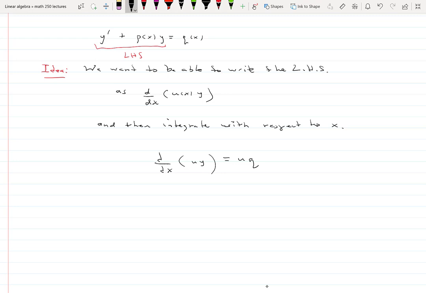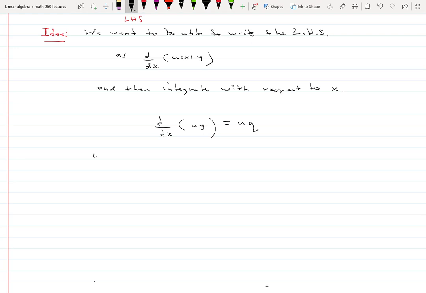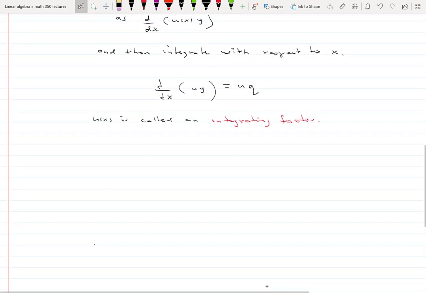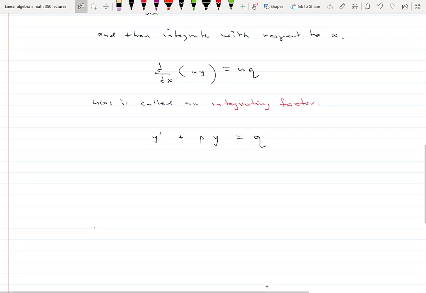Okay, so that u of x is called an integrating factor. So let's go ahead and do this. Let's take a look at our differential equation, y prime plus, I'm leaving the of x off, so y prime plus p of x, or just p y, equals q.